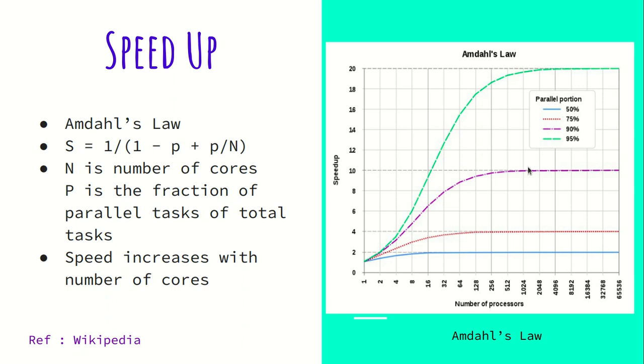As seen from the graph on the right side, as the fraction of parallel tasks increase, the speed up also increase. The green line with 95% parallel portion has the maximum speed up over a 50% parallel portion processor. This is Amdahl's law.